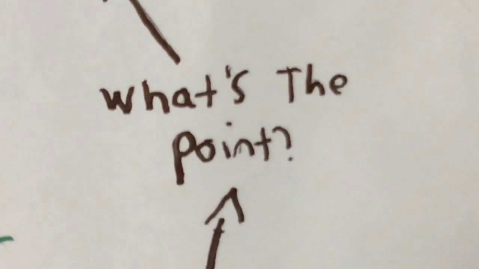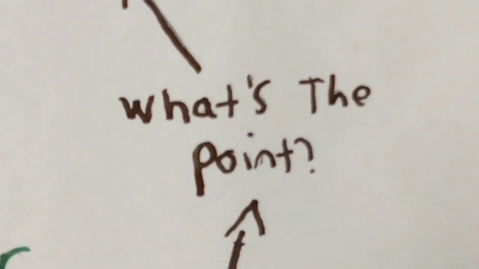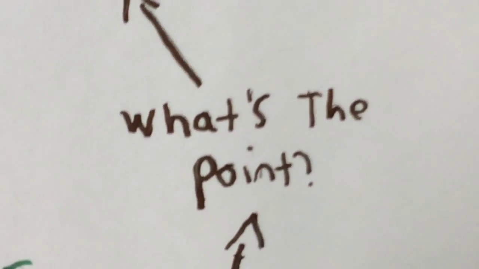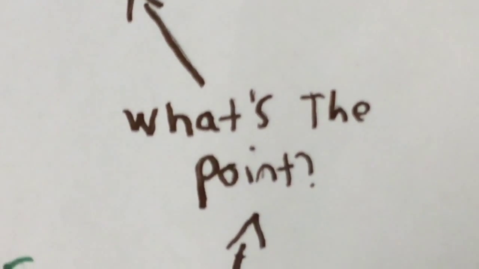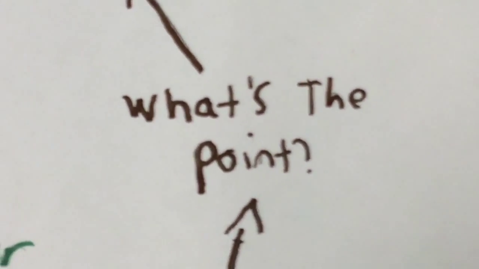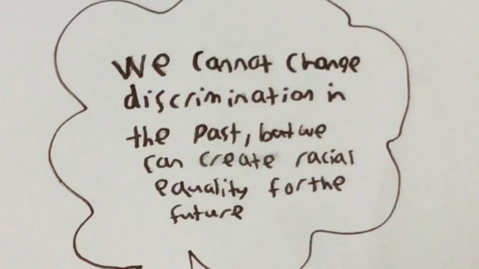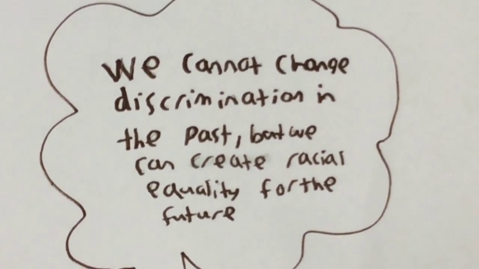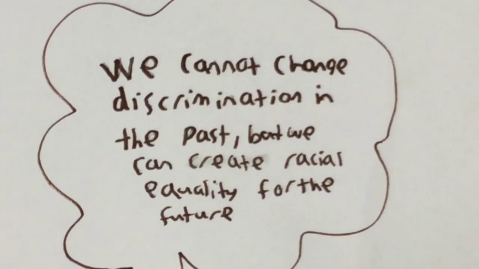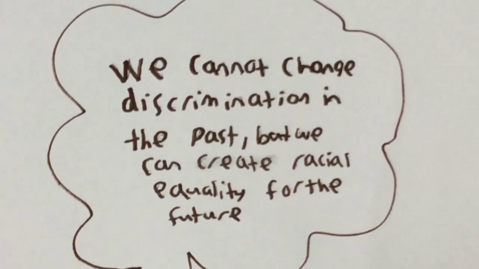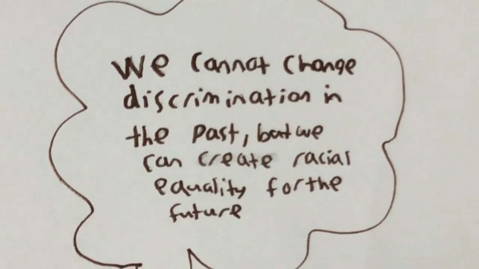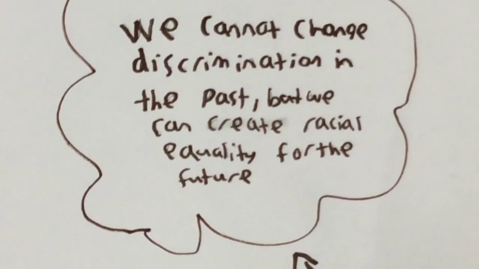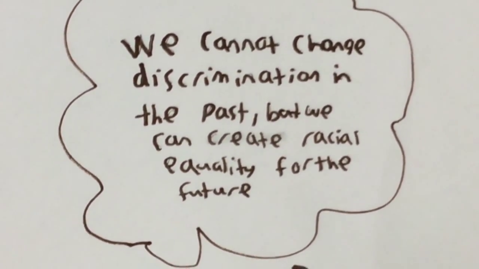I mean, yes, we can think about all this, but unless we do something with it, we're not going to change the inherent racism in our society. The idea that we would like to pass on to everybody watching this video is that we cannot change discrimination in the past, but we can change the laws. We can change the way we view each other. We can change our stereotypes. We can change the way things are passed on from generation to generation, person to person. We cannot change discrimination in the past, but we can create racial equality for the future. Thank you.